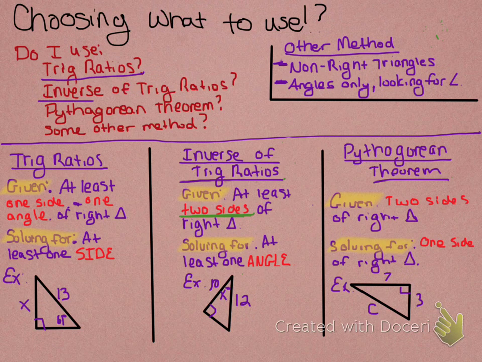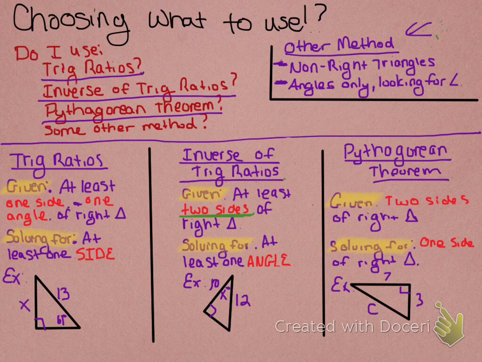Do we use the inverses of the trig ratios, which are the sine^-1, cosine^-1, tangent^-1 in the calculator? Do we use Pythagorean theorem, a squared plus b squared equals c squared, or do we use some other method? The main thing to know about using some other method is that if you're given non-right triangles, you can't use the trig ratios, the inverses, or Pythagorean theorem. Usually, if we do have a right triangle, we're using some other method if we're given angles only, and we're looking for another angle, because that would be using the fact that angles add up to be 180 degrees.